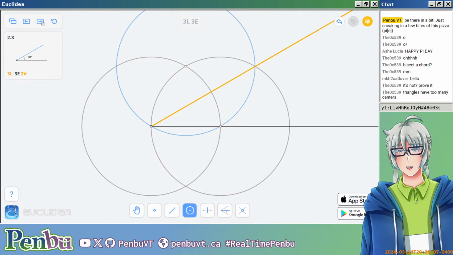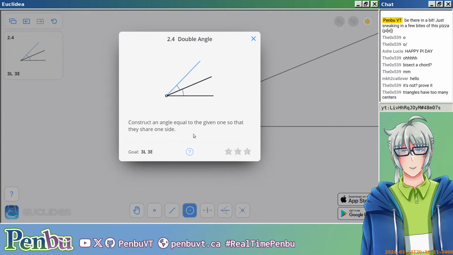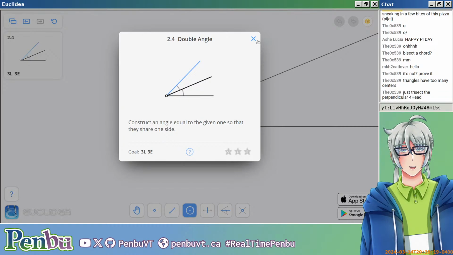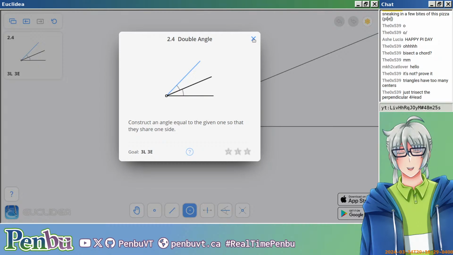Okay, we're gonna come back to that one. Double angle. Construct an angle equal to the given one so that they share one side. I do remember that I actually have 100% at this level. Or rather, this level set. Just trisect the perpendicular forehead. Yeah, if only we could do that.